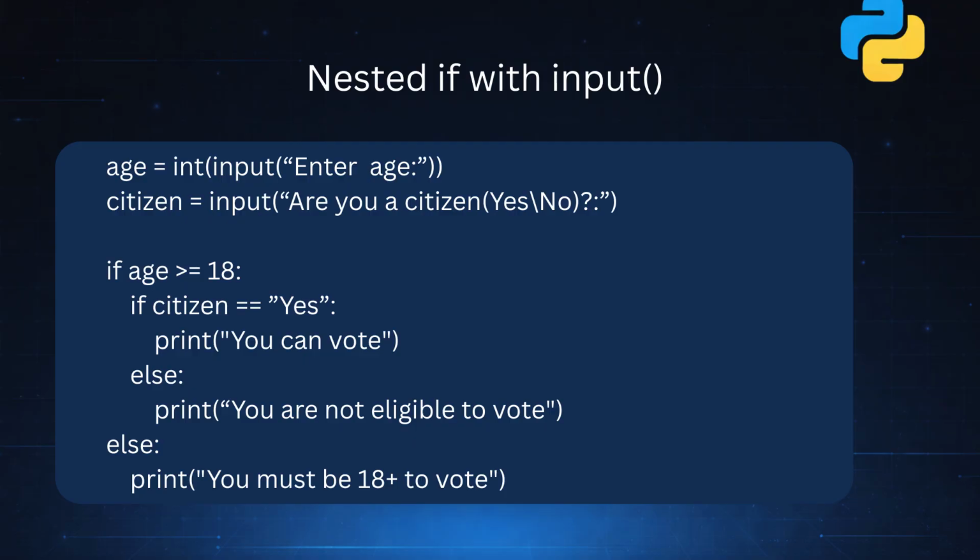If the user is a citizen, it prints eligible to vote. If the user is not a citizen, it prints not a citizen. And if the age is less than 18, the program prints too young to vote. This is a practical example of a nested if statement with user input.